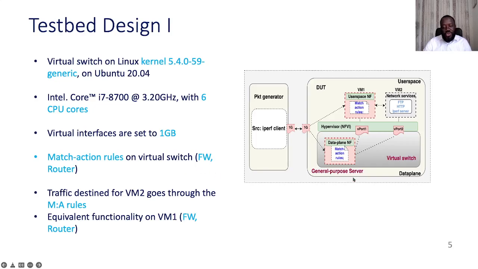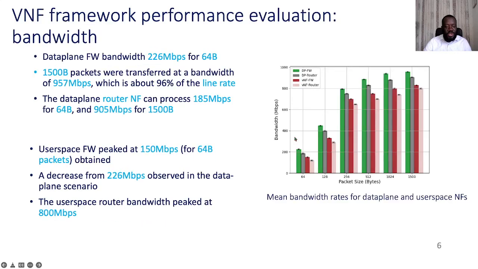So we have match action rules. As you can see from this figure, match action rules are installed on the data plane switch here, as well as rules on the VM here. That's the user space NF. So traffic destined for VM2 is made to go through either the user space functionality or the data plane at any given point in time.